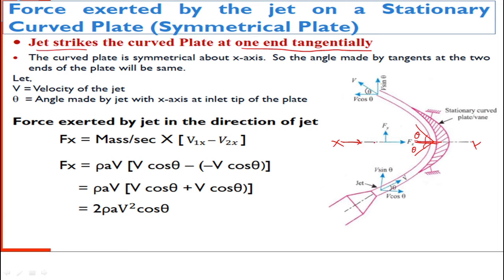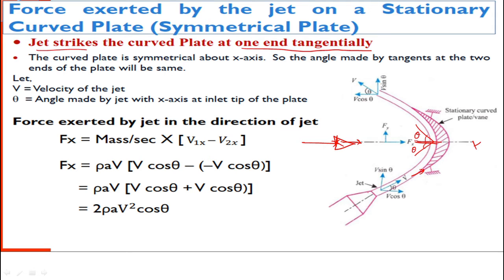In the previous cases we saw the jet impact the plate, which may be a vertical or a curved plate. It will impact at the center, and the jet is parallel to the x-axis. But in this condition, the jet is striking the symmetrical plate tangentially at one end, with the direction tangential to this particular plate.